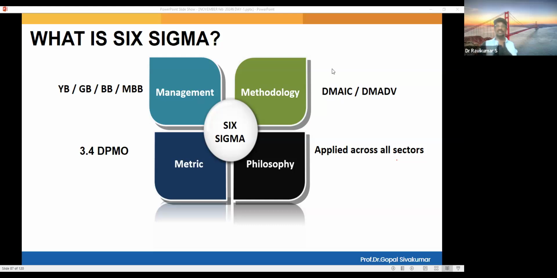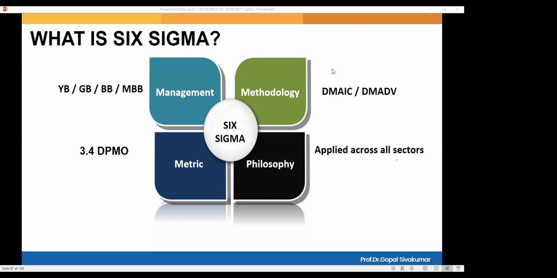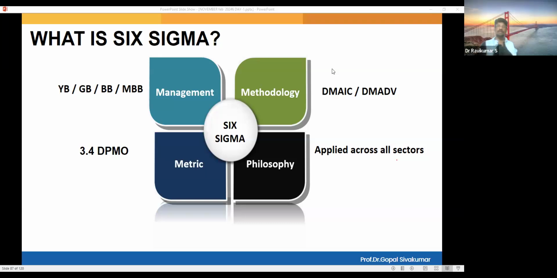DMAIC is for an existing process or product. See, you already have a process running in your company. You may have some defect issues. Then DMADV: if the product or process or system or service is in the development stage, in the design stage, if it is a new product development process, then you can use it for that. That is called DMADV. DMADV means define, measure, analyze, design, and verify. But DMAIC means define, measure, analyze, improve, and control.